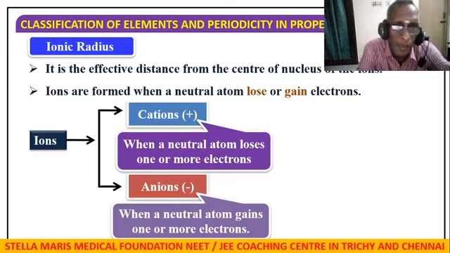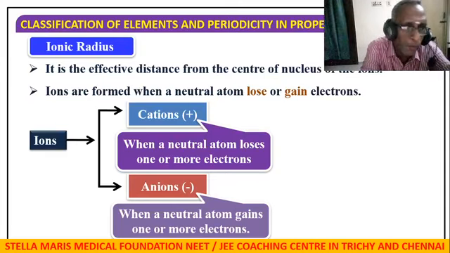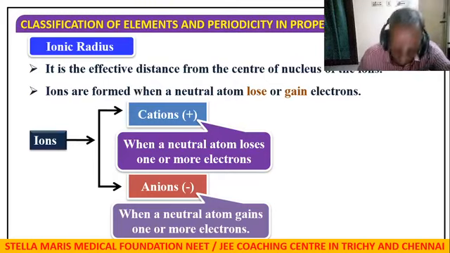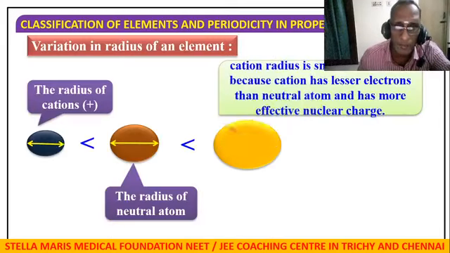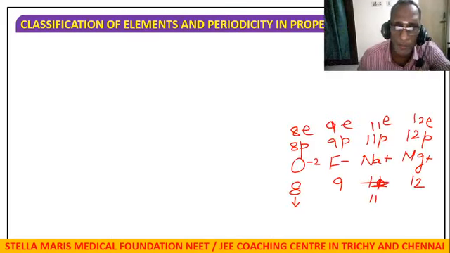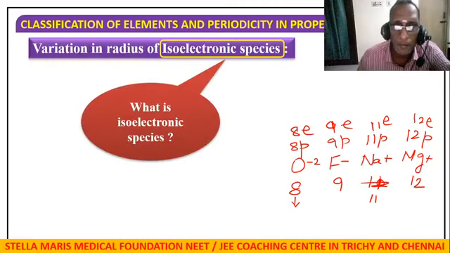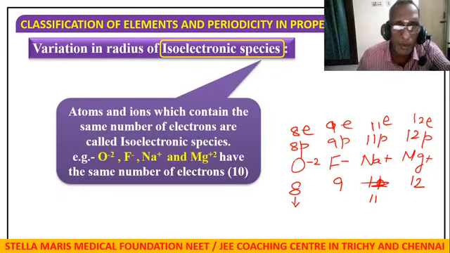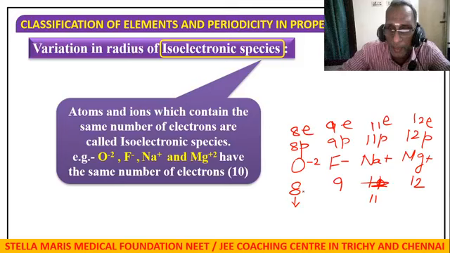So cations are formed by the loss of 1 or more electrons. Anions are formed by the gain of 1 or more electrons. Let us note down this point. If oxide anion is formed, 2 electrons are gained. Fluoride anion, there is minus 1 charge, so 1 electron is gained.